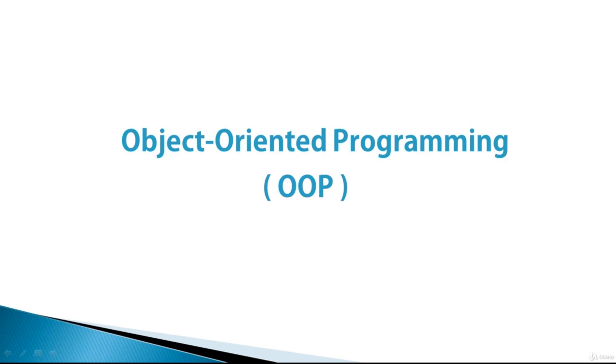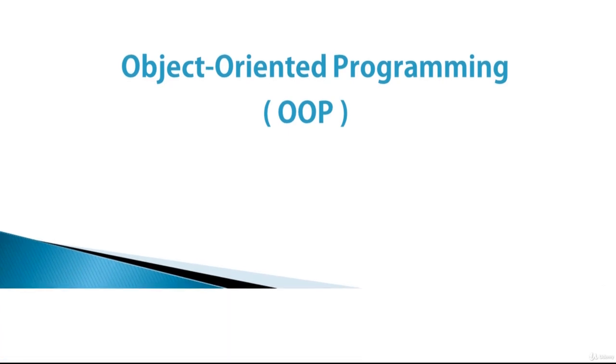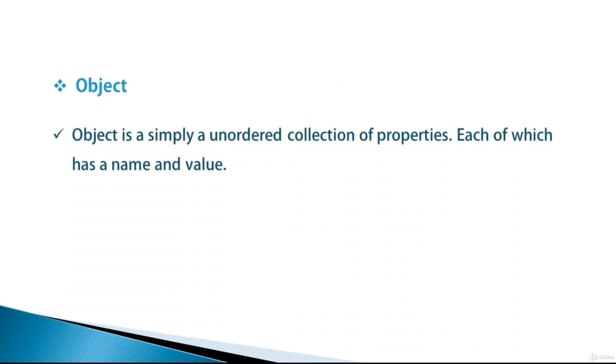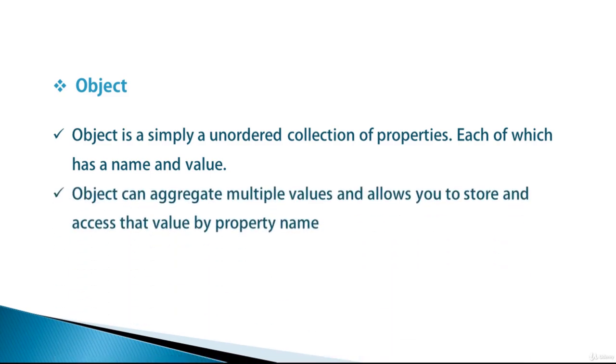OOP stands for Object-Oriented Programming. To understand object-oriented programming, we need to first understand what an object is. An object is a simple, unordered collection of properties, each of which has a name and value. An object can aggregate multiple values and allows you to store and access those values by property name. A property name can be a string or a symbol.